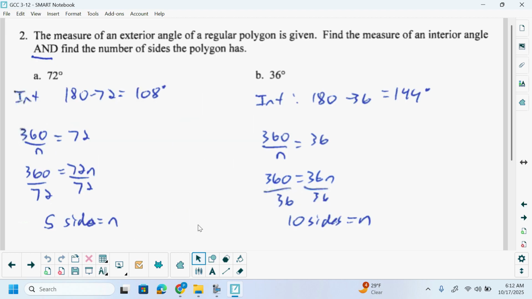For number 2, they gave us an exterior angle, so do 180 minus that to get the interior angle. So that's that first 108 there. And then put the exterior angle they gave us in the capital E spot. So we'll have 360 divided by n equals that exterior angle. We'll cross multiply and solve, and we get 5 sides for the first one. And B, find your supplement, which was 144 for the interior angle, and 360 over n is equal to the exterior angle of 36. Cross multiply, you get 10 sides for that one.